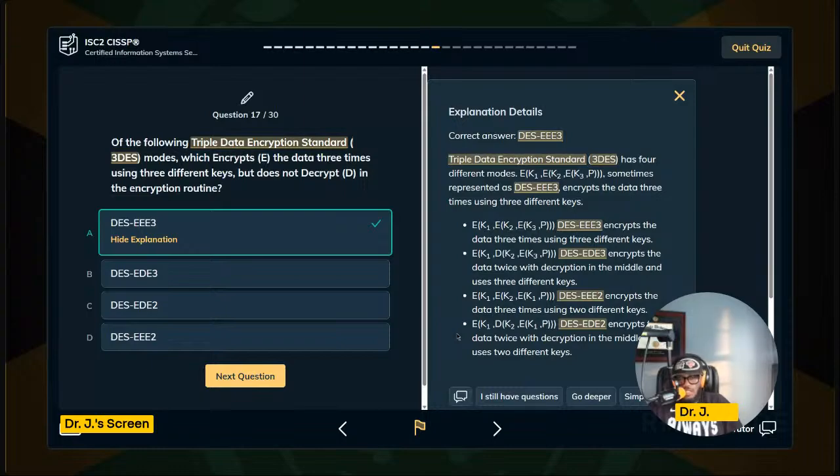Okay. Now, the last one here, DES EDE2, encrypts the data twice with decryption in the middle and uses two different keys. So it's okay. It's not as bad, at least from my standpoint, when you actually see the explanation behind it. It's like learning the system. I'd even say the naming convention makes it easier to understand.